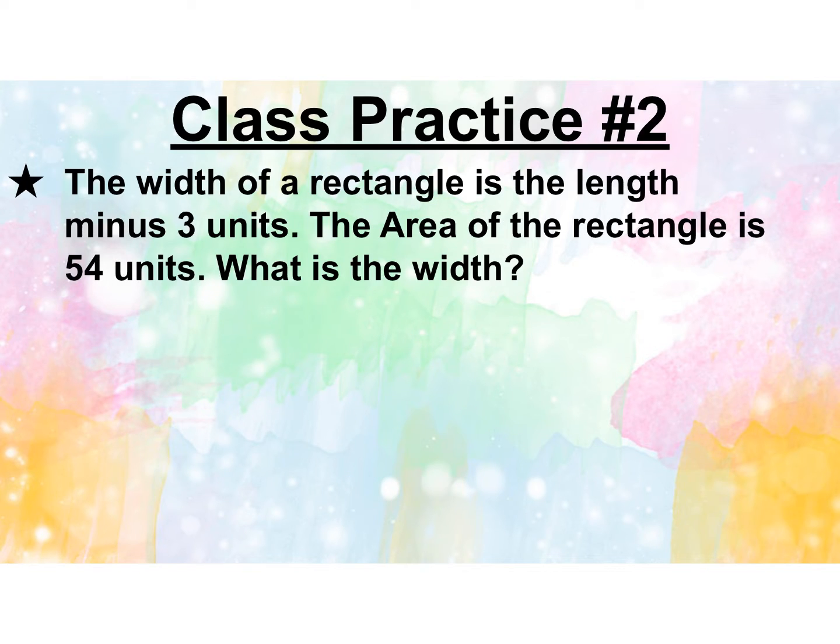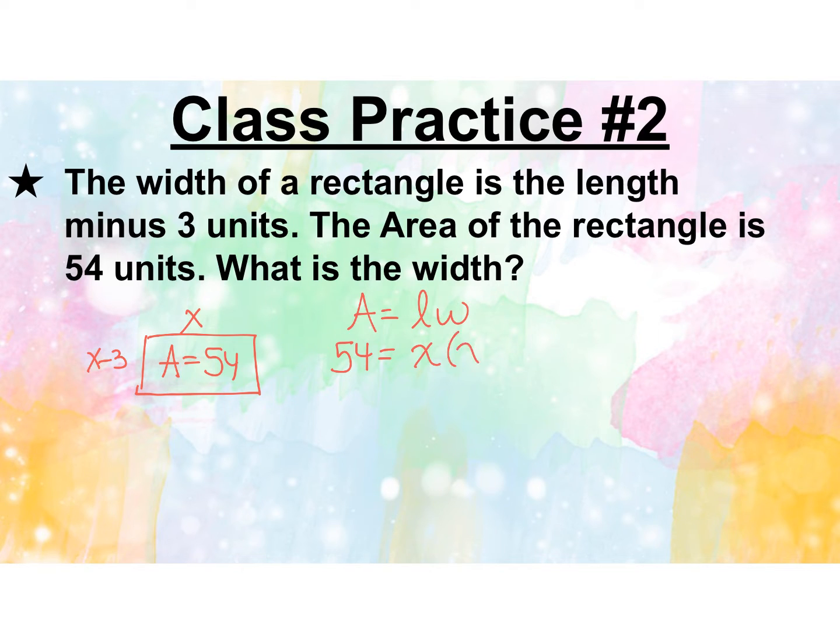Let's try another one. So I'm going to start with my rectangle. This time we have the width of a rectangle is the length minus 3 units. So I'm going to call my length x and my width x minus 3. My area is 54. So area equals length times width. Now we have the 54. Our length is x. My width is x minus 3. I multiply out that right side. Subtract the 54.